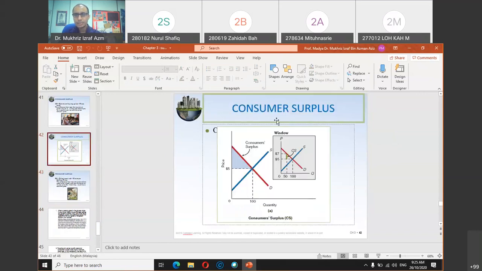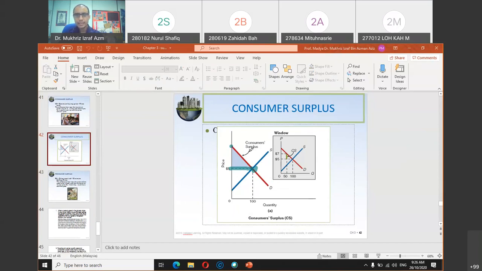The area of consumer surplus. The simplest way to examine the area of consumer surplus is, if you look at the demand and supply diagram just now, this is the equilibrium price and quantity. If you draw one straight line here, and then where the demand curve intersects the y-axis or the price axis, you have this one triangle shaded in the blue area here. The whole blue area here is what we call consumer surplus.